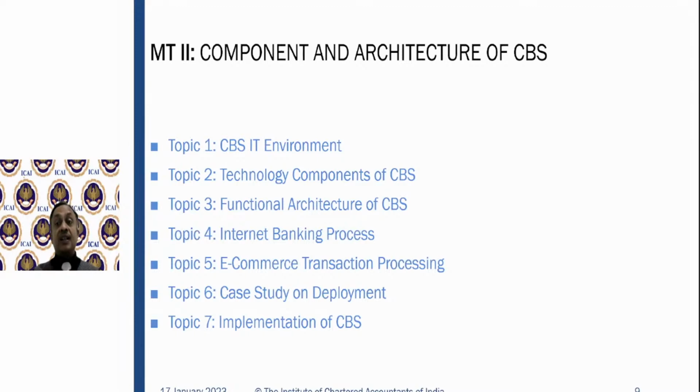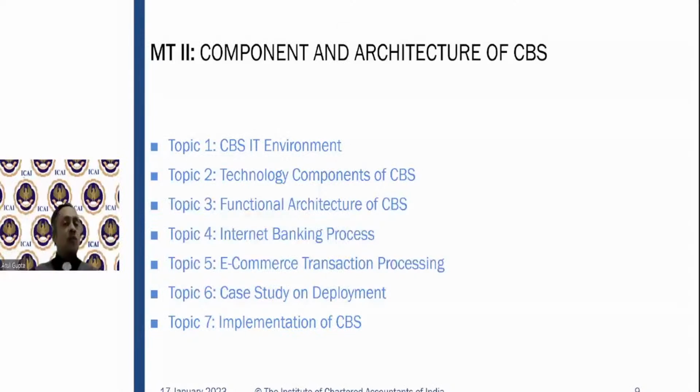We talked about the delivery channels. Say you can do net banking, so there can be a web-based server. You can do mobile banking, you can have a separate mobile server. All these are the different channels through which banking services are delivered. Then we talked about the functional architecture of core banking system.